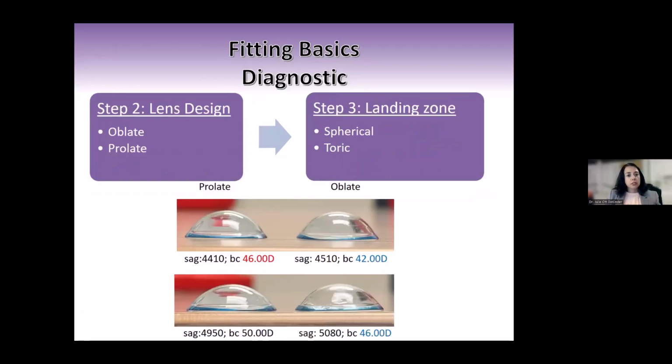So then you're going to pick your lens design, prolate or oblate. If you happen to have that choice, prolate versus reverse geometry, you're going to pick that. And then you're going to decide, am I going to do a spherical or a toric landing zone? I'm always going to do a toric if I can.